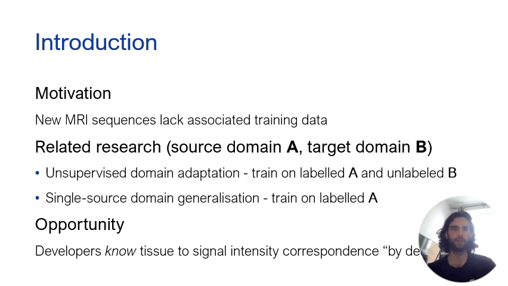For the case of newly developed MRI sequences, we have an opportunity because, although we don't have any real scans from the target domain yet, we do know the tissue to signal intensity correspondence by design, because this is an intentional part of the development of the sequence. This allows us to take advantage of a setting between these two other settings, where we don't have any actual images of the target domain, but we have some idea about what they would look like in terms of their brightness.